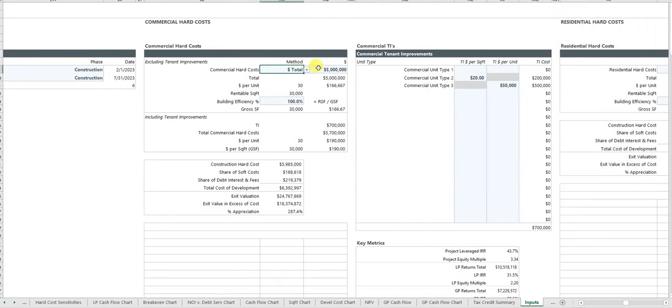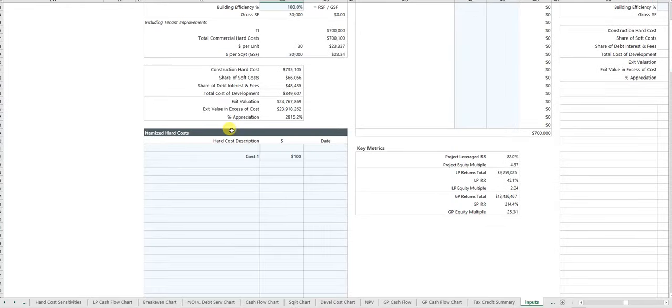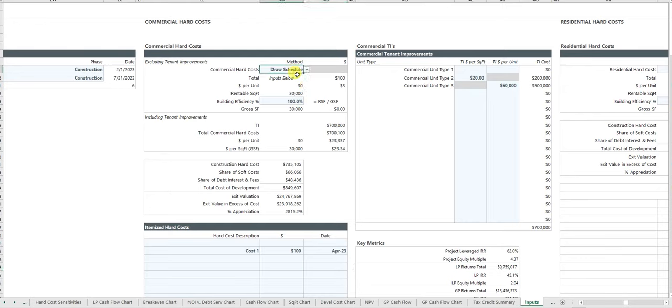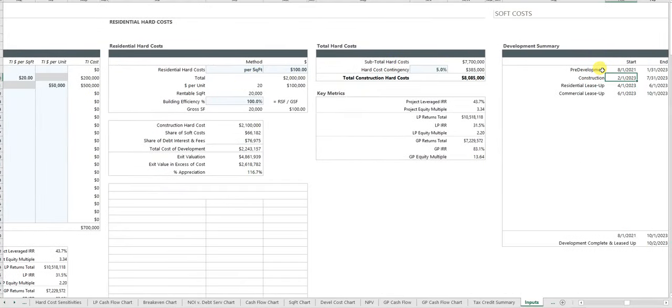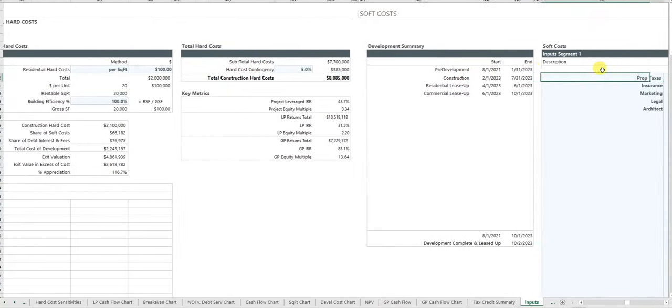construction cost. You can do per square foot, per unit, a dollar total. I could also do a draw schedule. I could say, okay, draw schedule, this section down here comes alive, here's a cost of $100, and the date that it comes in could be April of 2023. So if I go back to dollar total, $5 million total hard cost. I can also indicate TIs per tenant or per unit type. Same thing on the residential.